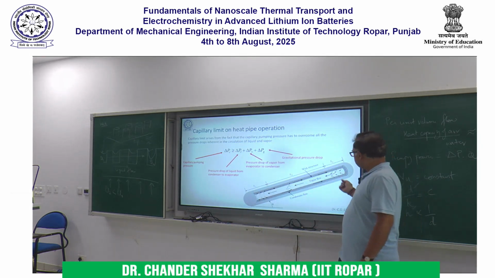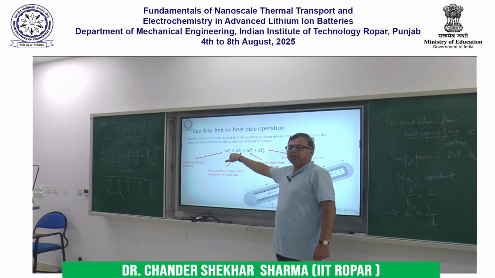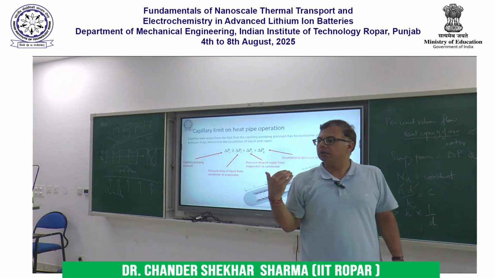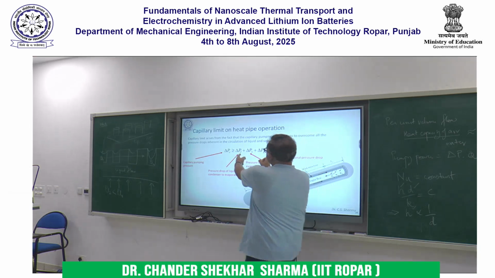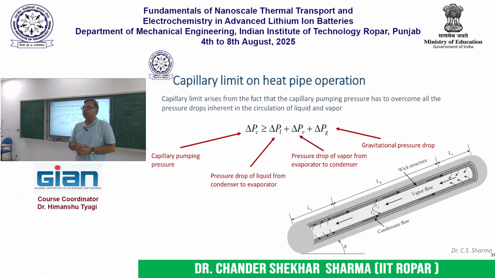Now, as I keep on inputting more and more heat, delta PL will keep on increasing because the liquid flow is increasing. Eventually this sum will become larger than this, and at that point the liquid will not be able to compensate for the evaporation and the wick will dry out, and this is called the capillary limit on heat pipe operation. So any heat pipe that is being used for thermal management of a microprocessor or any battery pack, a capillary limit will be specified, beyond which the heat pipe will not work, its wick will dry out.